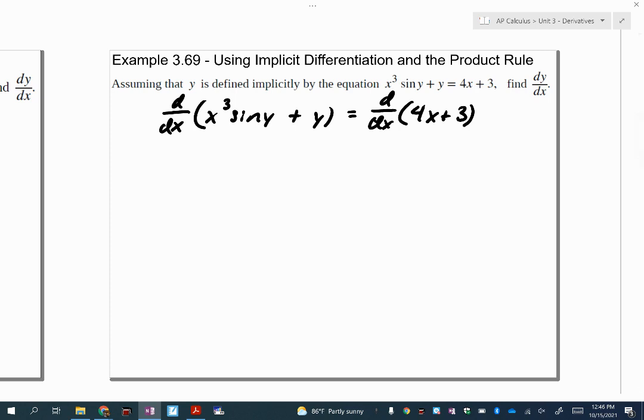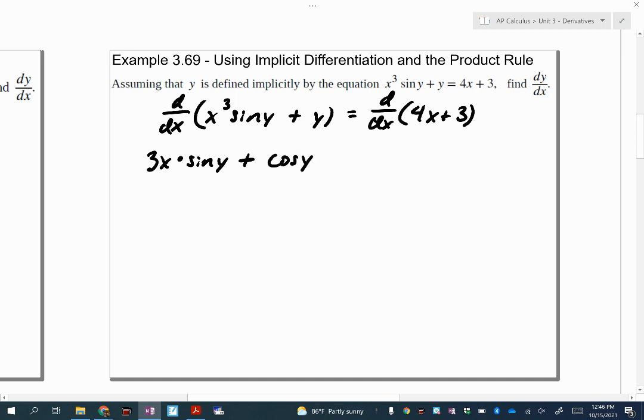So I'm just going to focus on the d dx of x cubed sine y first. Remember, to do this, we're doing the derivative of the first. So the derivative of x cubed is 3x squared times the original second, which is the sine of y, plus we're going to do the derivative of the second. So the derivative of sine is cosine. So cosine of y.